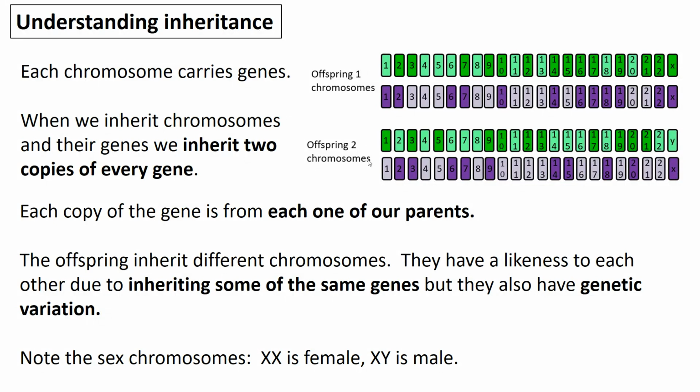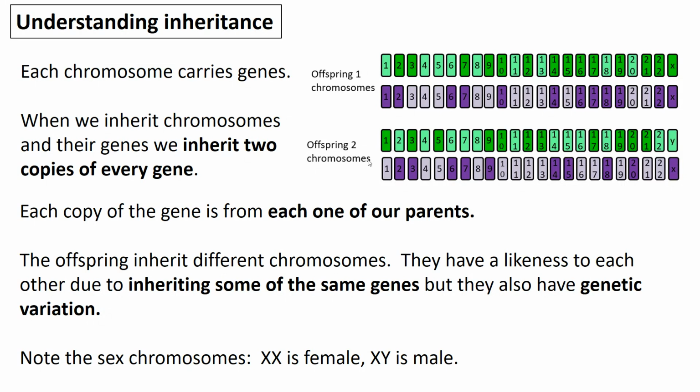So we get a copy of each gene from each one of our parents, but we actually inherit slightly different genes depending on the chromosome that we actually get. So this means that every offspring has a likeness to each other because they inherit some of the same genes from their parents, but they also have genetic variation because they inherit different genes to each other.